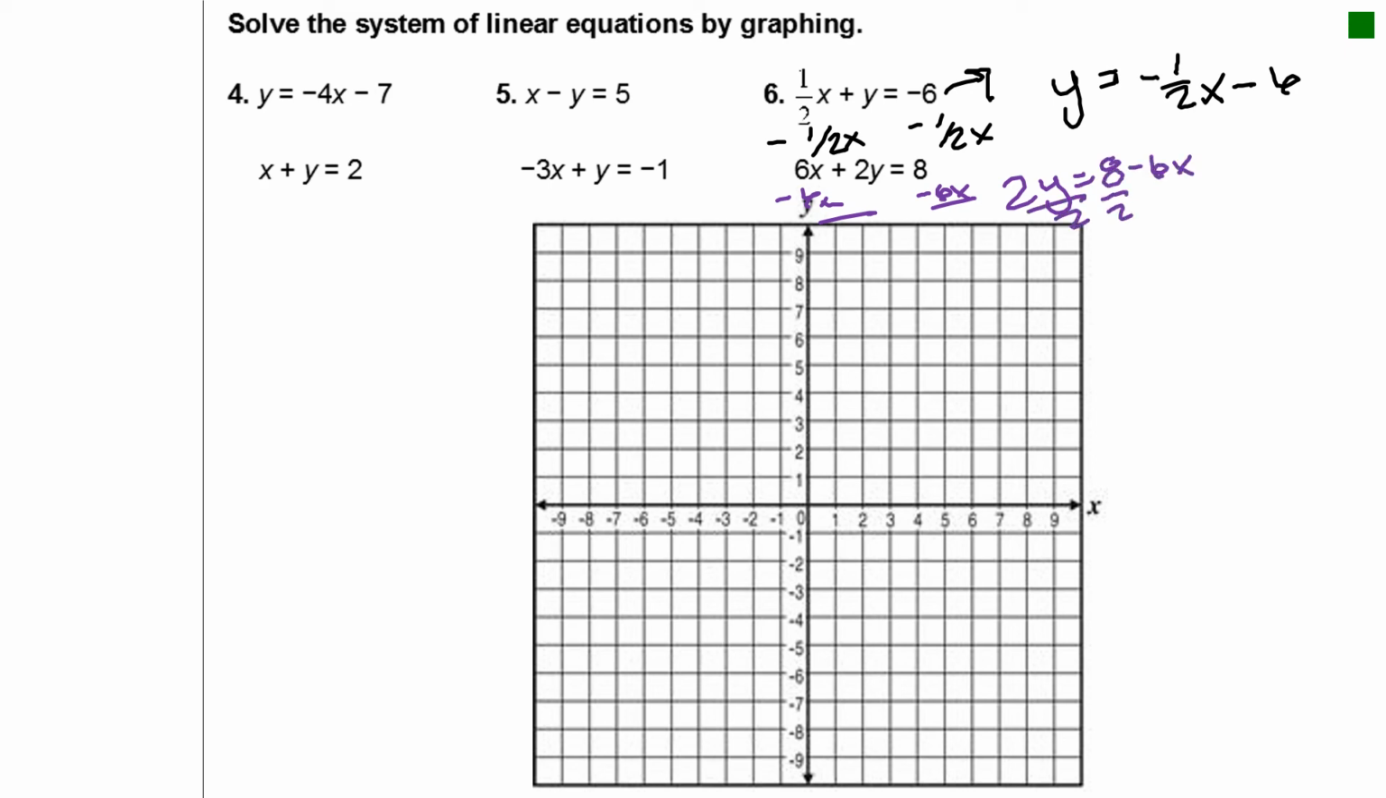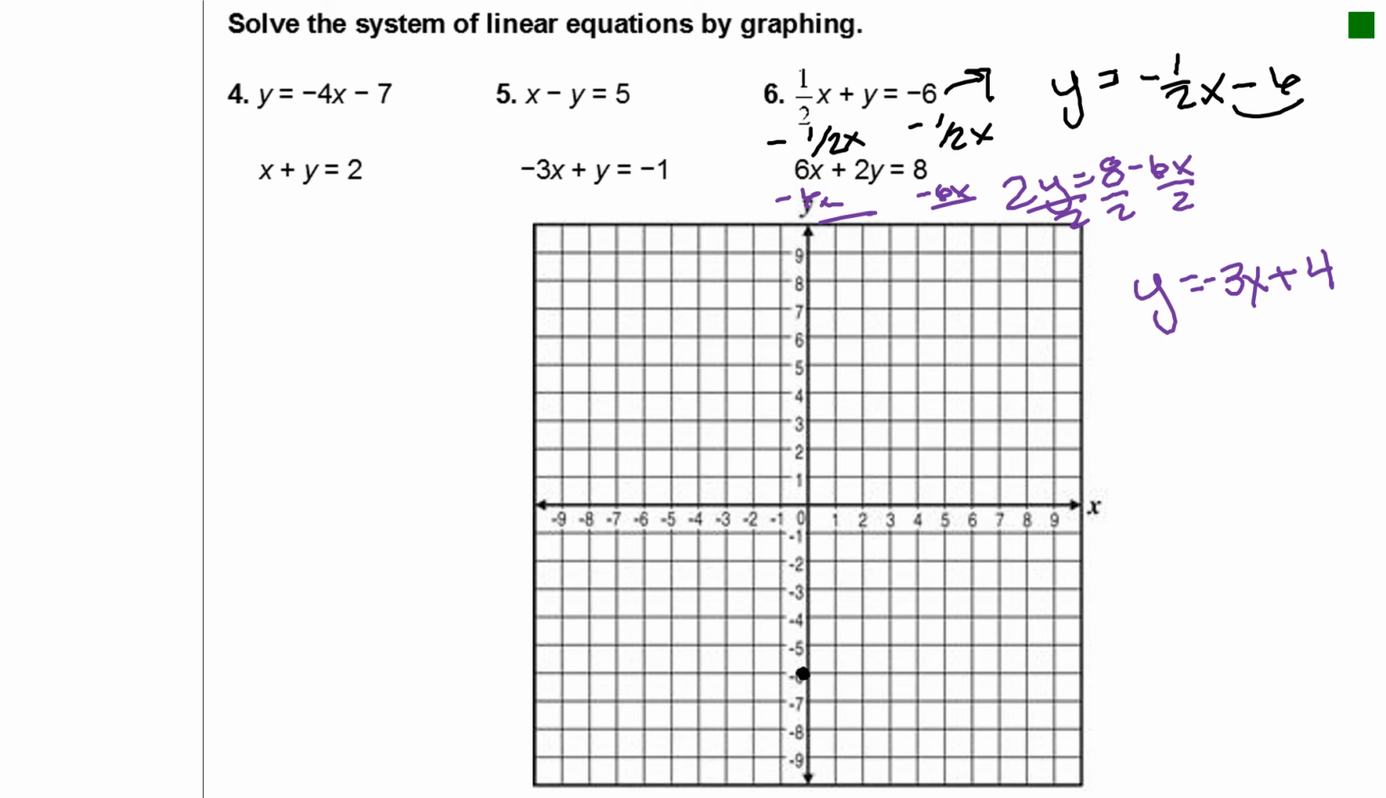Divide everything by 2. And our second equation should say y equals 8 divided by 2 is 4. 6 divided by 2 is 3. And a negative divided by positive is -x. Great, we're ready to graph. Equation number 1, -6 is our intercept.